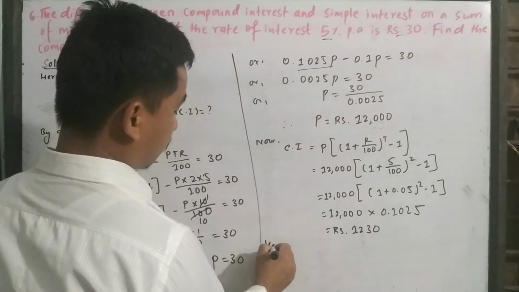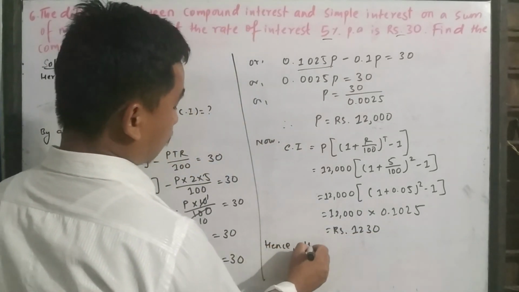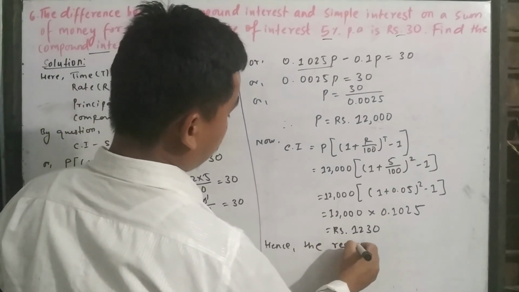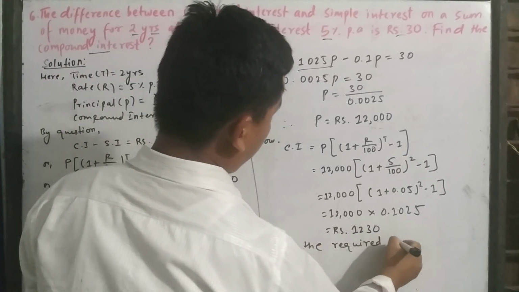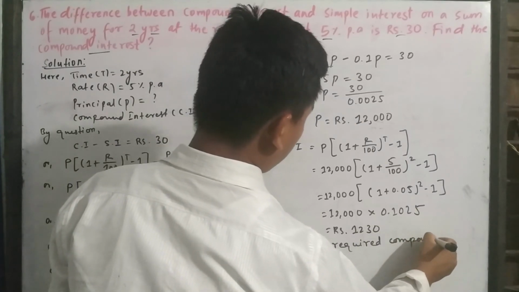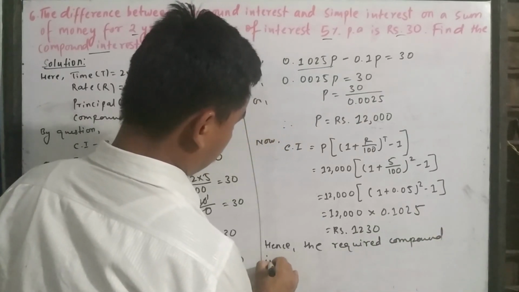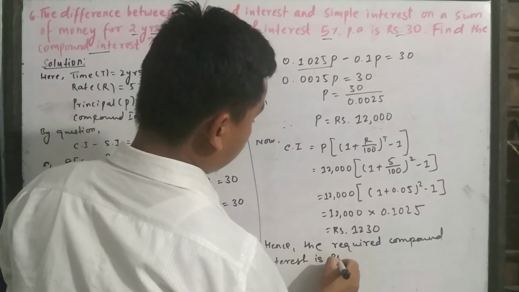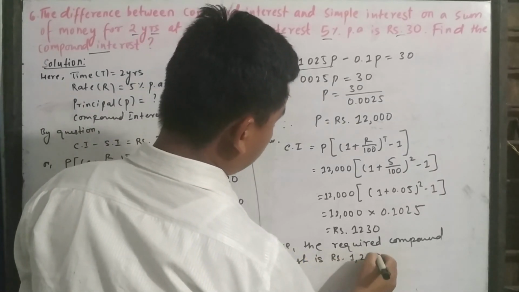Hence, the required compound interest is rupees 1230.